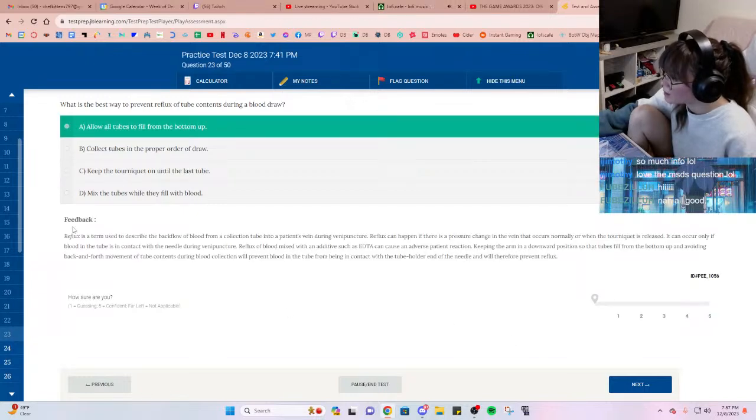Reflux is the term used to describe the backflow of blood from a collecting tube into a patient's vein during a vein puncture. Reflux can happen if there is pressure change in the vein that occurs normally, or when the tourniquet is released. It can only occur if blood in the tube is in contact with a needle during vein puncture. Reflux of blood mixed with an additive such as EDTA can cause an adverse patient reaction.